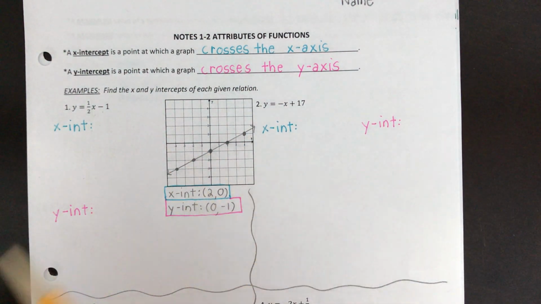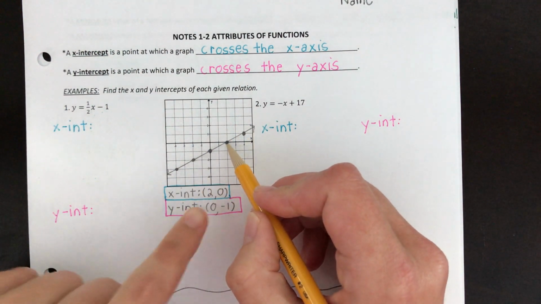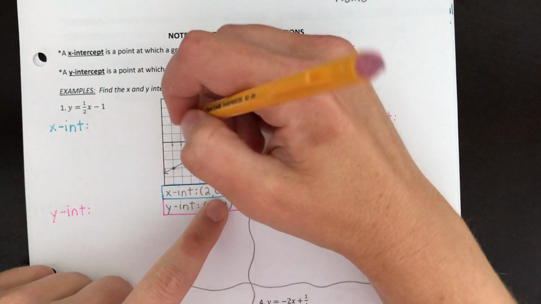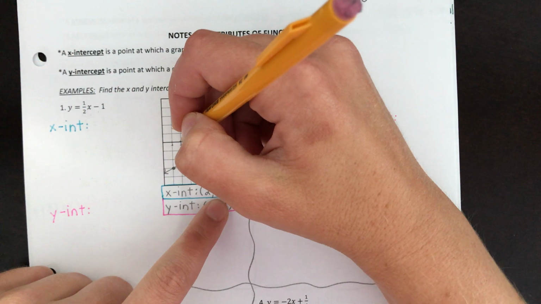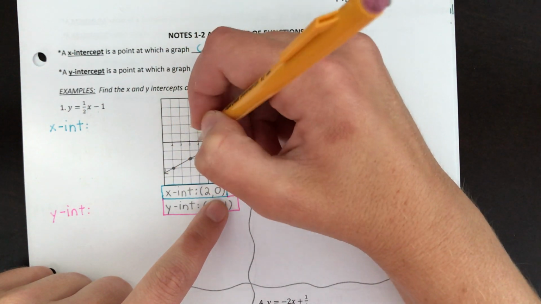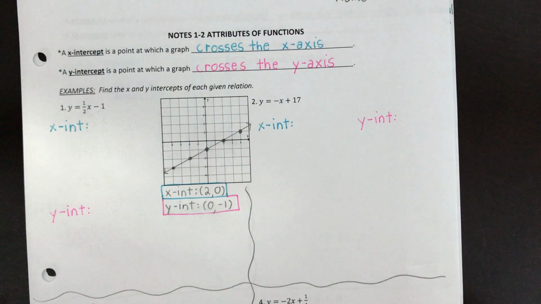Remember, the x-intercept is the point at which the graph crosses through the x-axis. In this case, the x-intercept was (2, 0). But what if I had a different graph? What if the graph looks something like this and it crossed through, say, right here? Then that x-intercept would be (-3, 0). What if it crossed through right here? That x-intercept would be (-1, 0). I hope you're seeing a pattern. What is that pattern?